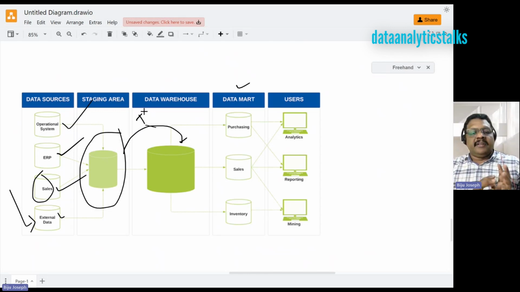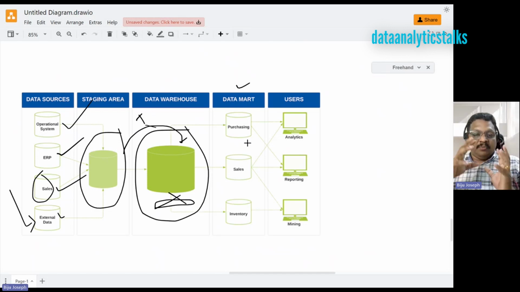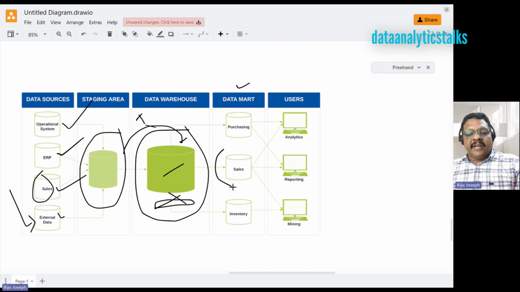So maybe from an ER model to a dimensional model. So the data warehouse is so huge. Once you build the data warehouse, now the sales team wants a dedicated data store where they can easily manage it. Okay. So from the data warehouse, take out all required data points for the sales business. So that is how we are setting up a data mart.